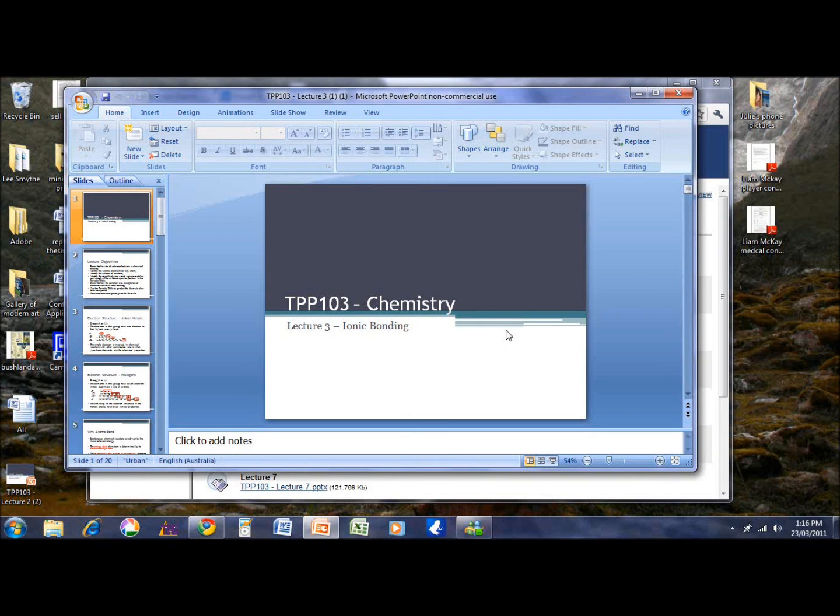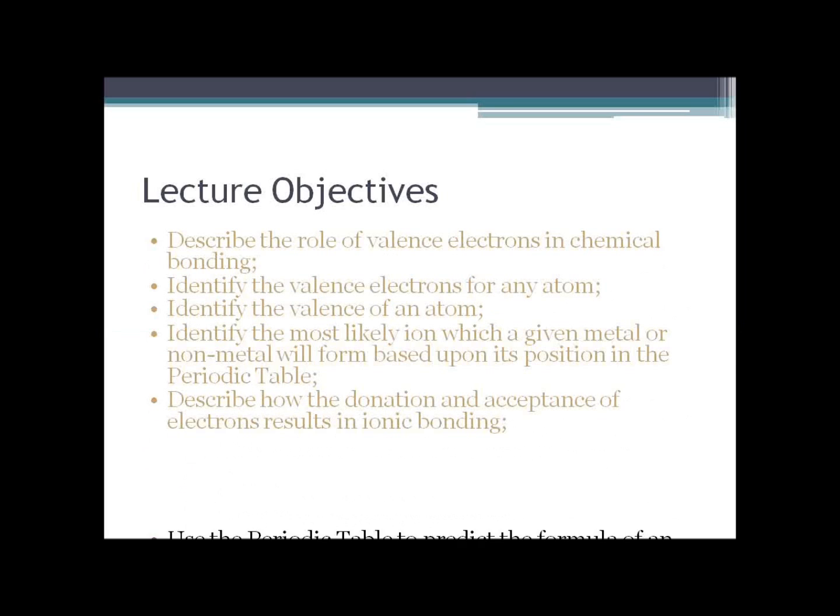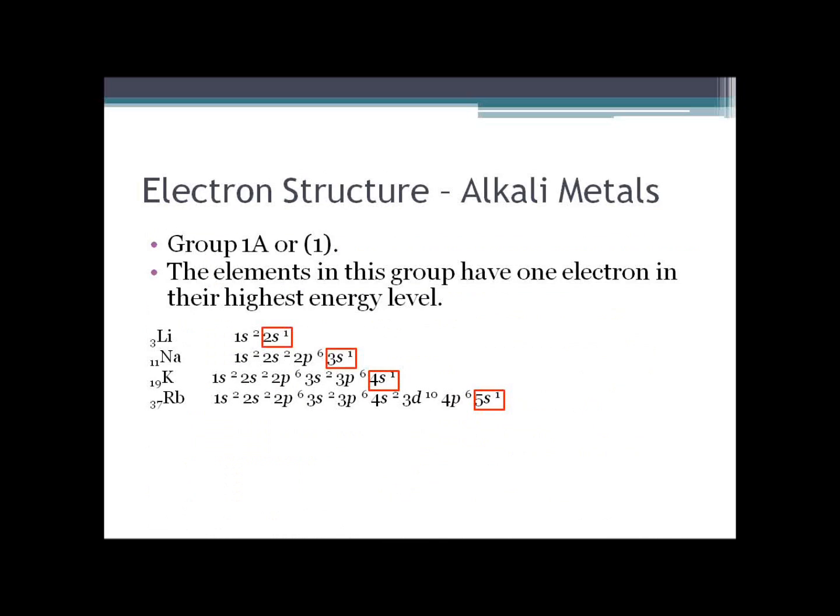We're now going to move on from our electron configuration stuff and see how it actually fits into why particular elements react. And we're going to start with the simplest example, which is ionic bonding. So I'll just fire this up here. We're not going to worry about the lecture objectives. You can read those for yourselves later.